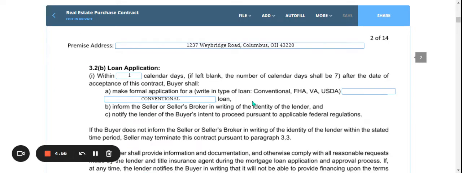So we just discussed your loan information down here. If you were FHA, conventional, or VA, I will put that information here. And this just simply says that if the loan was to get accepted, we would be filling out the official loan application with your lender within 1 calendar day.